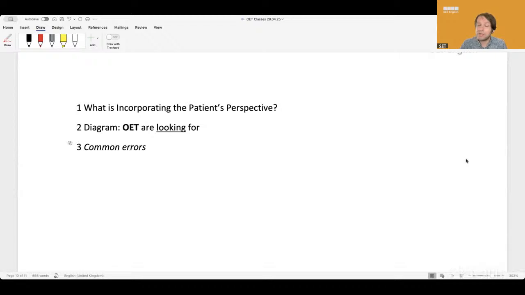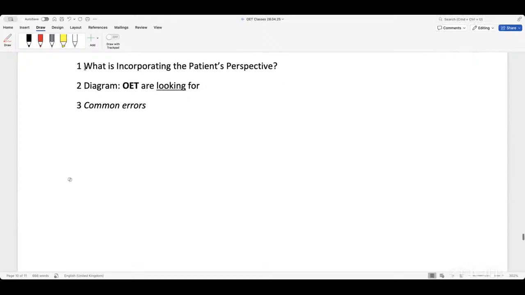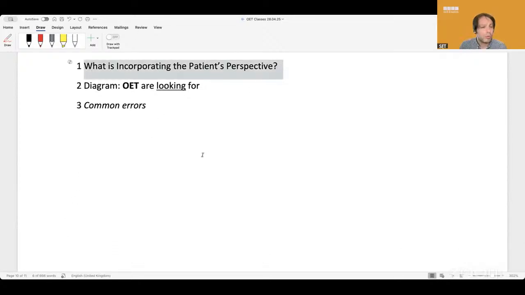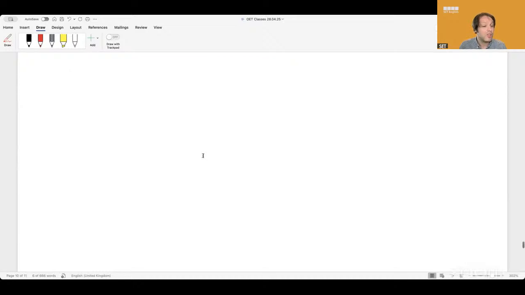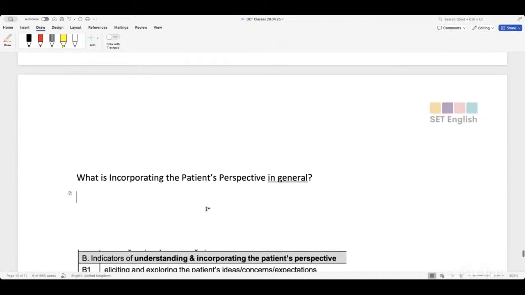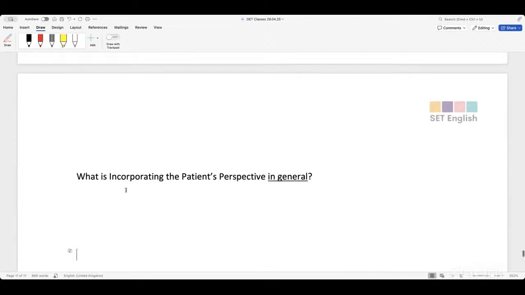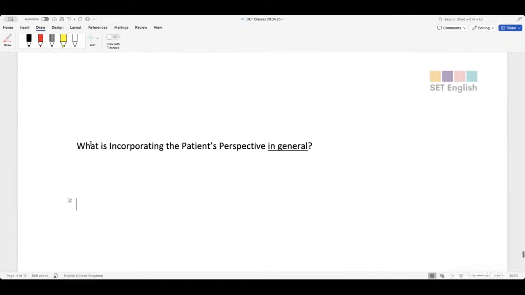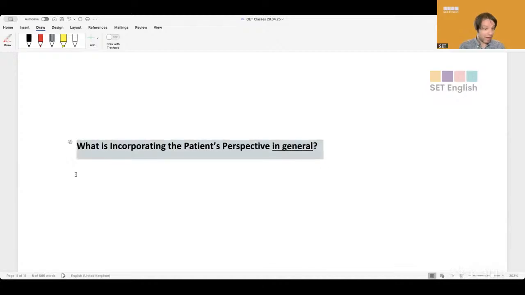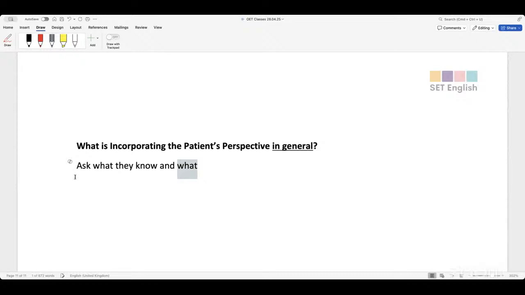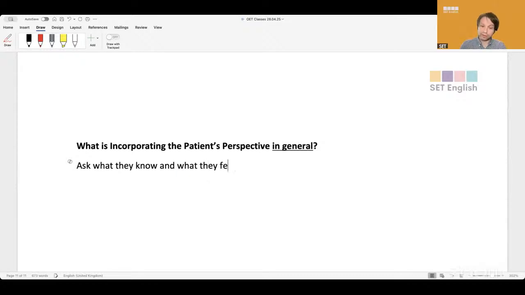So let's start with someone. I don't want to give the answer. You tell me. So Victoria, for example, could you start us off today? I just want to know, what is incorporating the patient's perspective in general? I think we need to ask the patient what they know about this and what their view on this point. Okay, so let me write that down. So she says, ask what they know about their condition or maybe what disease. What they feel?